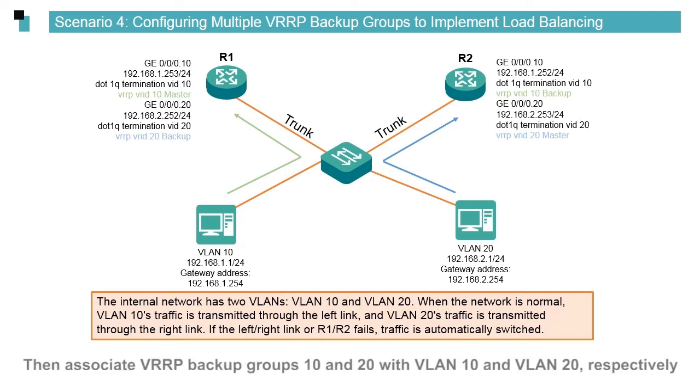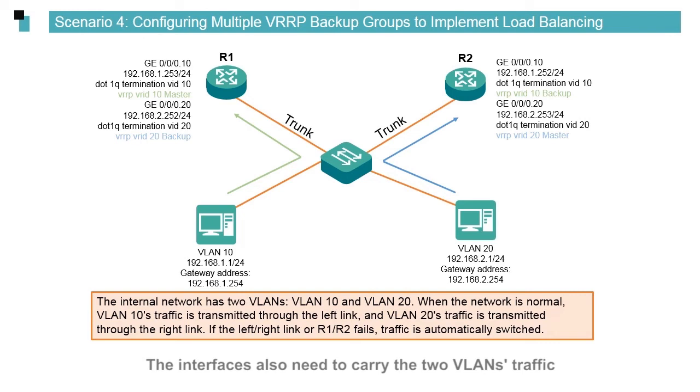Then, associate VRRP backup groups 10 and 20 with VLAN 10 and VLAN 20 respectively. The interfaces also need to carry the two VLANs' traffic. Therefore, we need to use sub-interfaces to meet this requirement. We create two sub-interfaces on each of the interfaces that correspond to VLAN 10 and VLAN 20 respectively, then configure VRRP backup groups 10 and 20 on R1's two sub-interfaces. Perform the same configuration on R2.